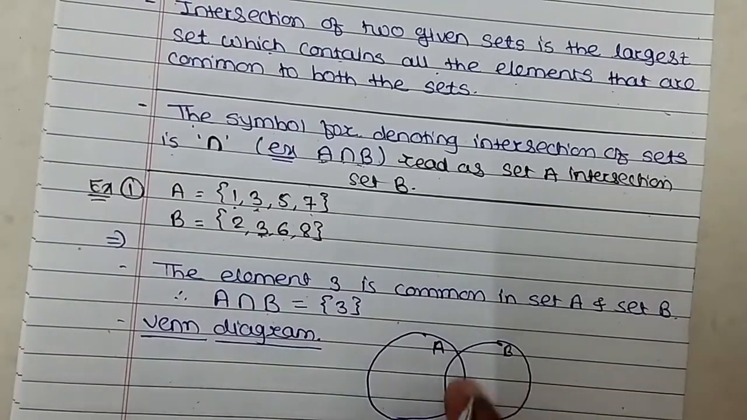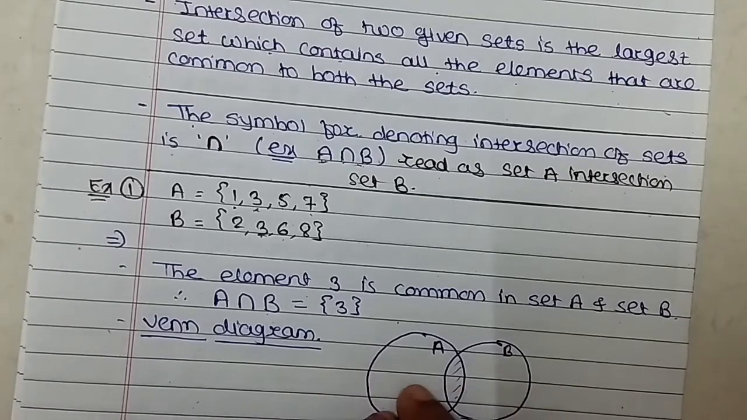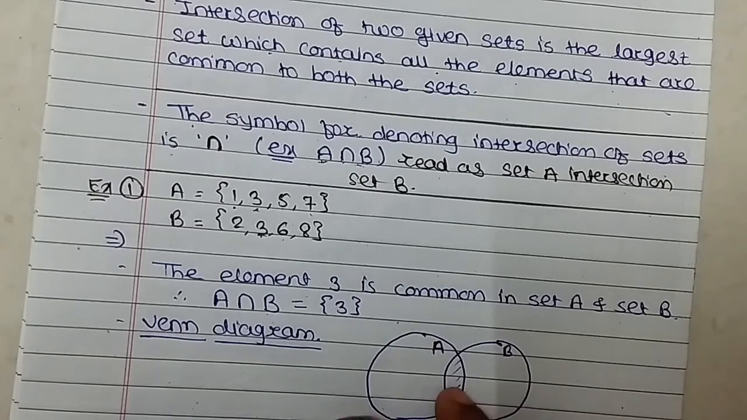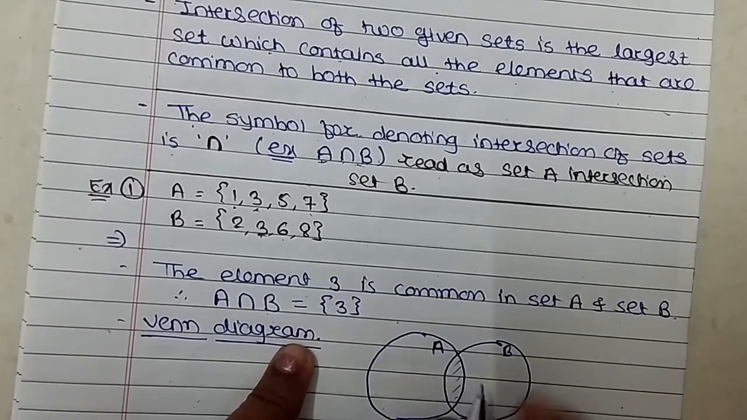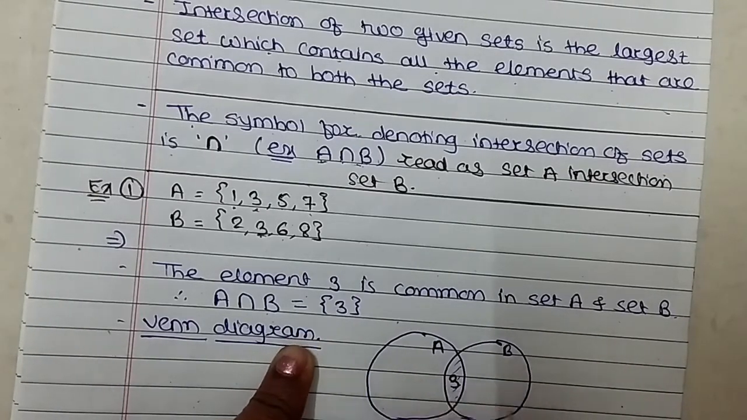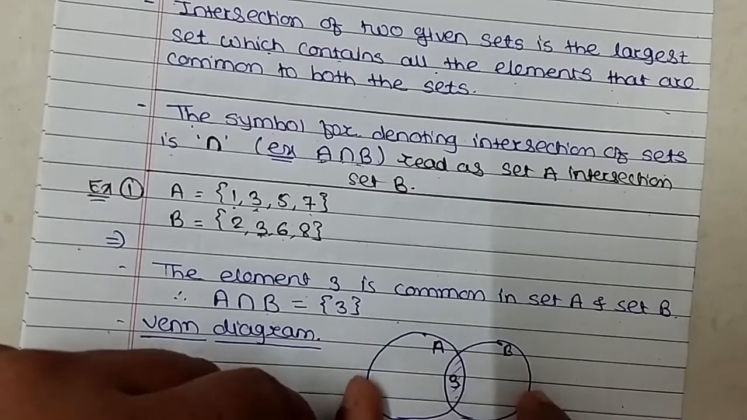Here B. This part shows what? This part shows the common elements between set A and B. Okay. So which is the common element between set A and B? That is 3. So 3 is right down here, because this is common in both sets.